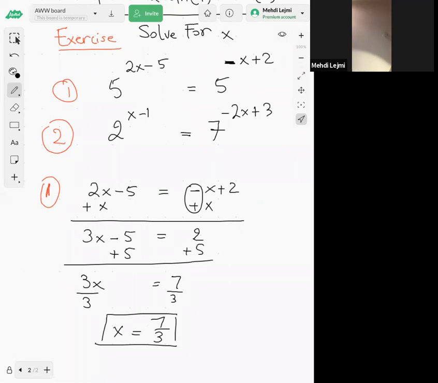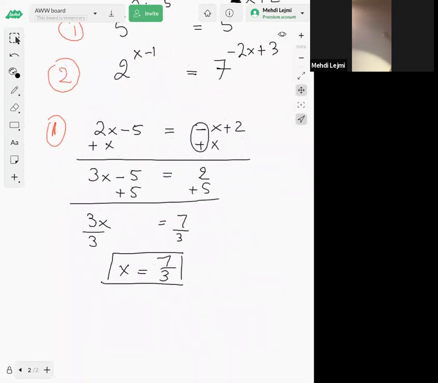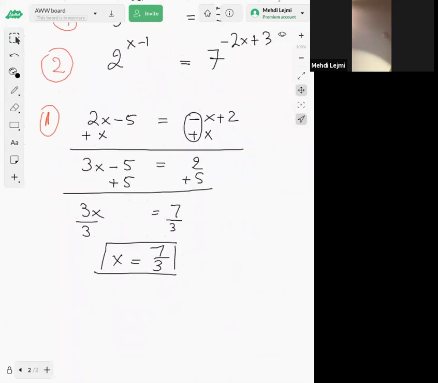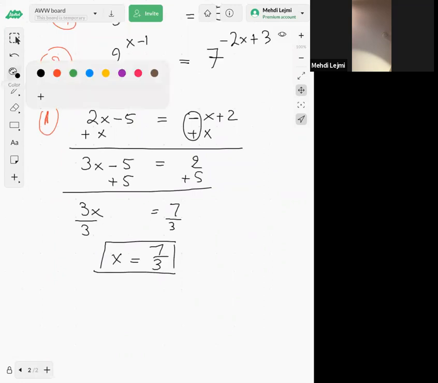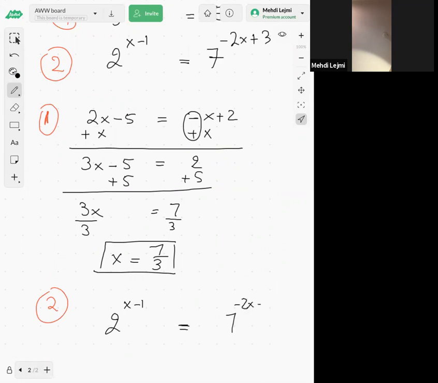Now for number 2, as I said, it's different bases. So we have to apply natural log. For example, number 2. So I have 2 to the power x minus 1, and I have 7 to the power negative 2x plus 3. So I'm going to apply natural log on both sides. So here's my natural log, and here's my natural log.